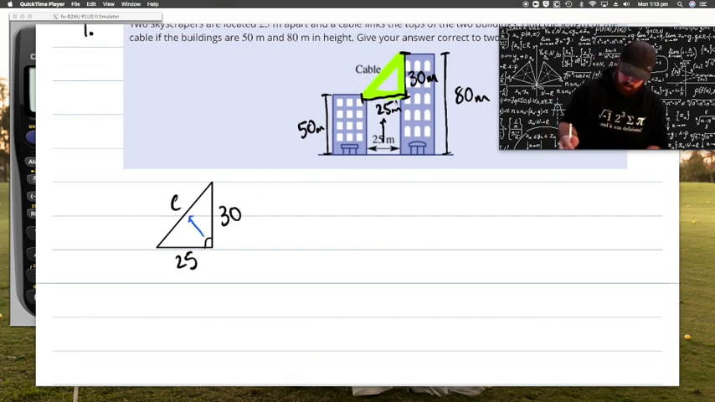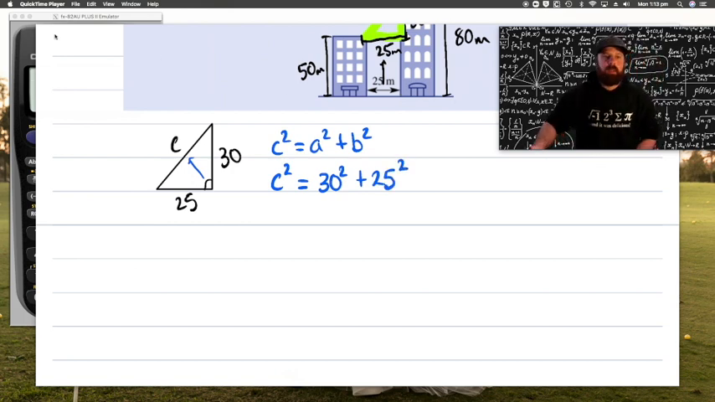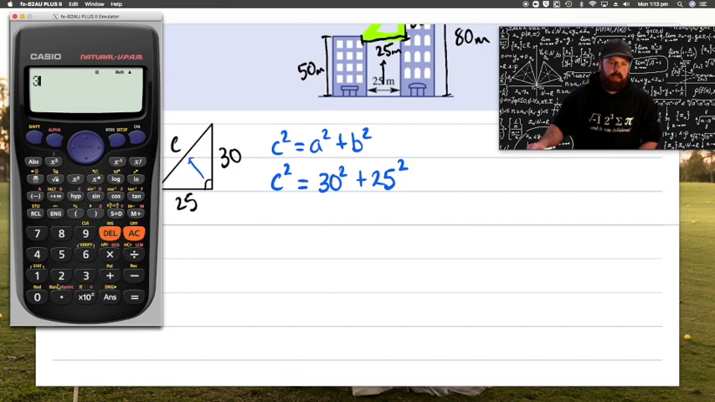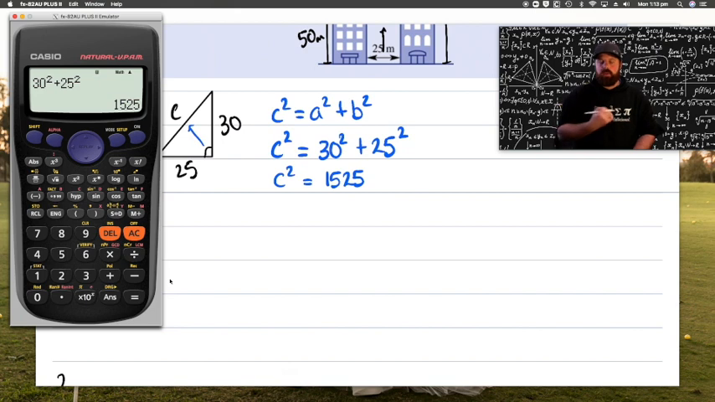So if we think about it, c squared equals a squared plus b squared. In this case, the length of our cable is going to be 30 squared plus 25 squared. Bringing forward our calculator, 30 squared plus 25 squared is going to equal 1525. So c squared is equal to 1525.